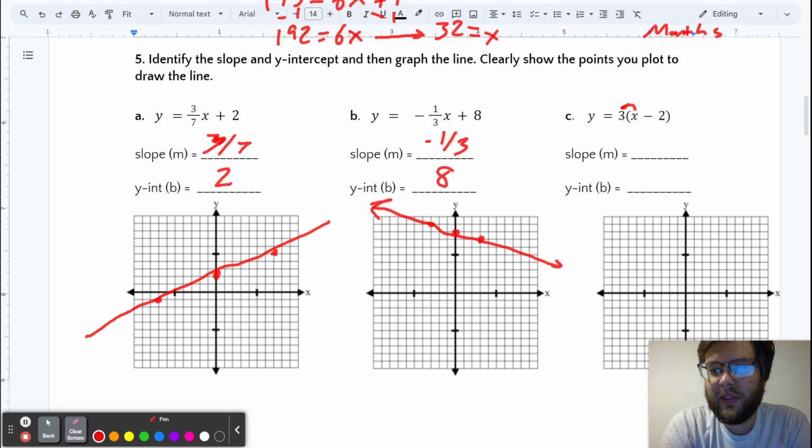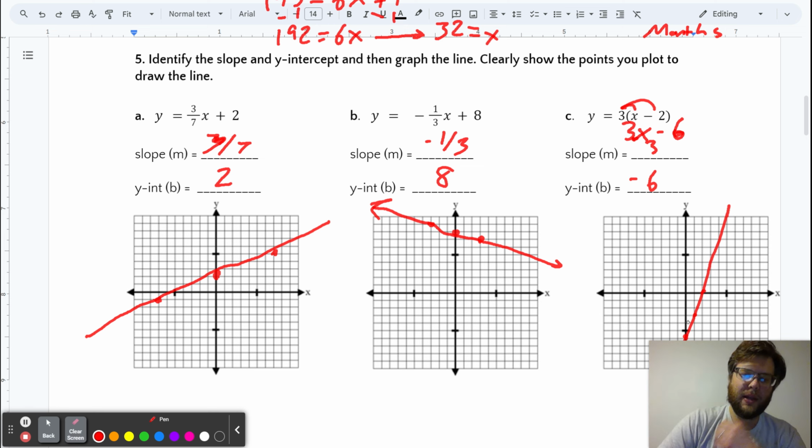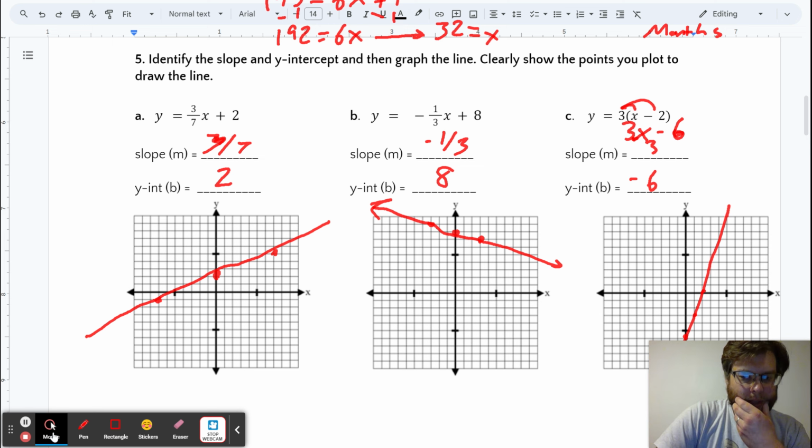Part C, we didn't quite give it to you in the right form, so we distribute the 3 to get 3x minus 6 first. Then I can see my slope is 3, and my y-intercept is minus 6. So I can start down here and count up by 3 and create the line like that. Okay, moving along.